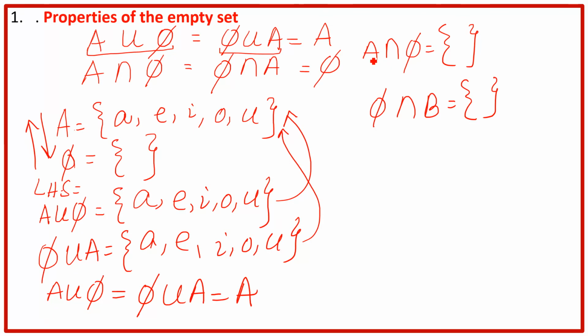So whether we make A intersection empty set or empty set intersection A, it is equal to empty set. See, this is the empty set, this is the empty set. So we have proved that A intersection empty set or empty set intersection A is equal to empty set. So these are the properties of empty set. If we are making the union, it should be equal to the set A. But if we are making the intersection, it should be equal to the empty set.